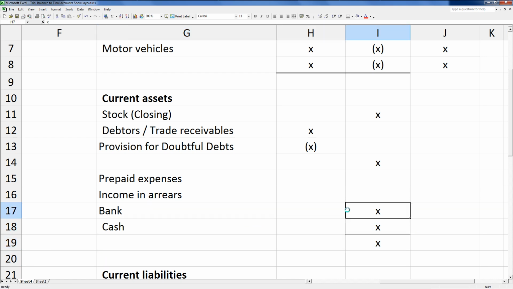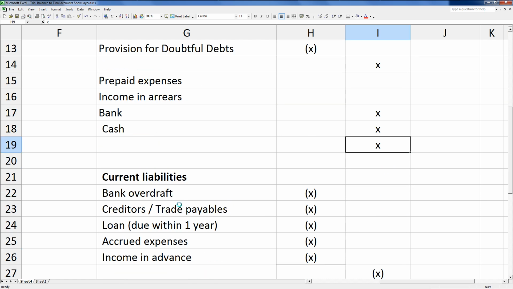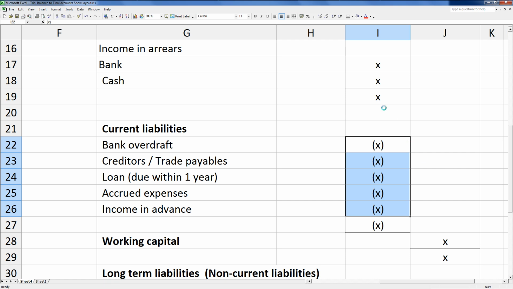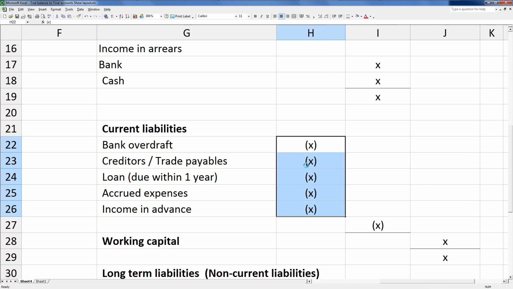We tend to move to the left, bring the relevant value to the middle, and then we can deal with that number and this number. So current liabilities, short-term liabilities: bank overdraft, we've got creditors, trade payables, loan due within a year, accrued expenses. Compare this: accrued expenses is a current liability, whereas prepaid expenses is a current asset. Income in advance is the opposite of income in arrears. So accrued expenses, basically we haven't paid enough compared to how much we do owe, so that's an accrual.